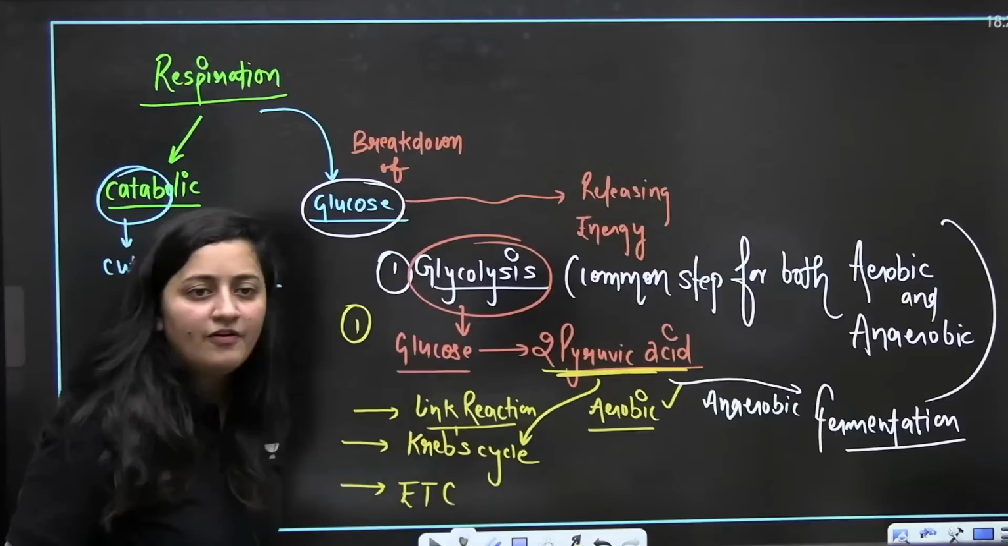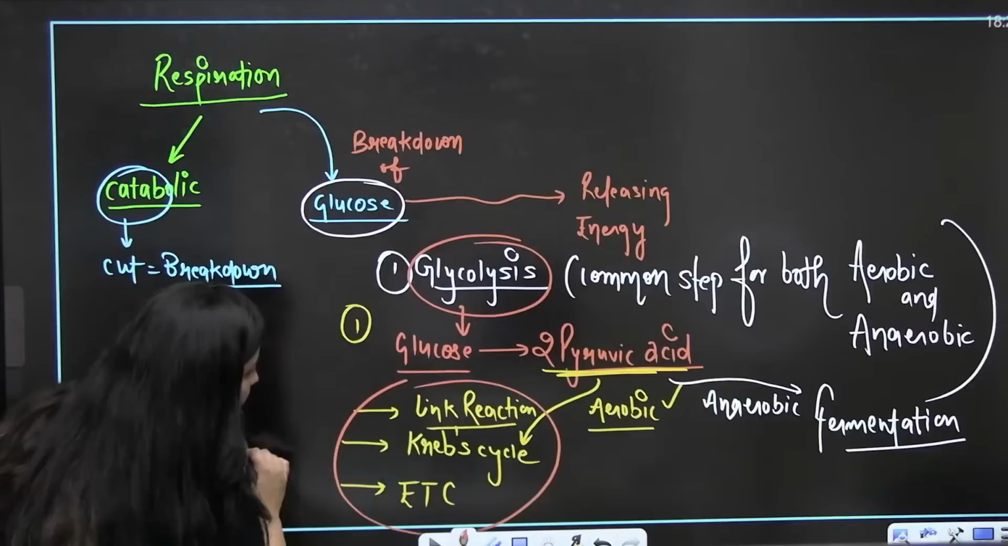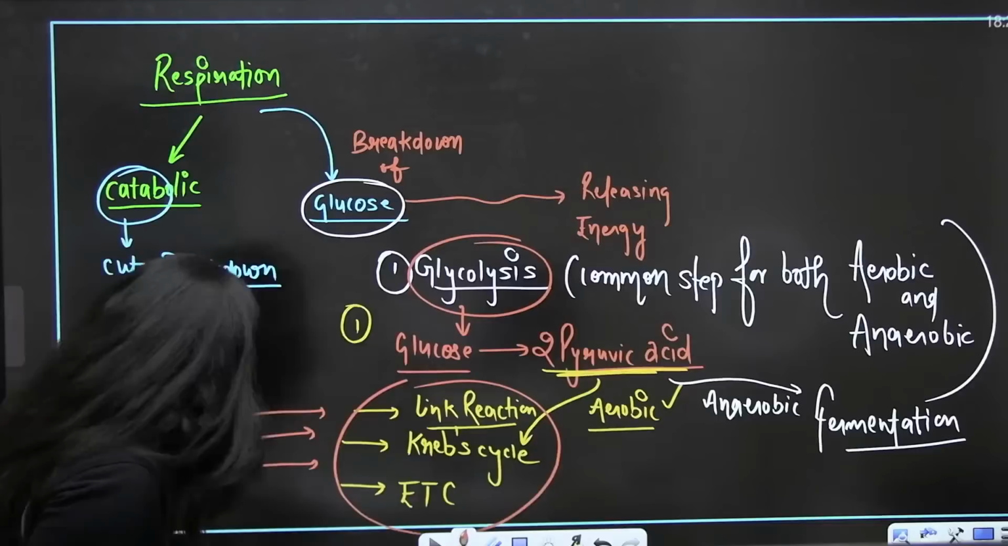Fermentation will be there, right? So our today's target is this part. Got it? This part. This is our today's target. Fine. Now, come to the Krebs cycle.